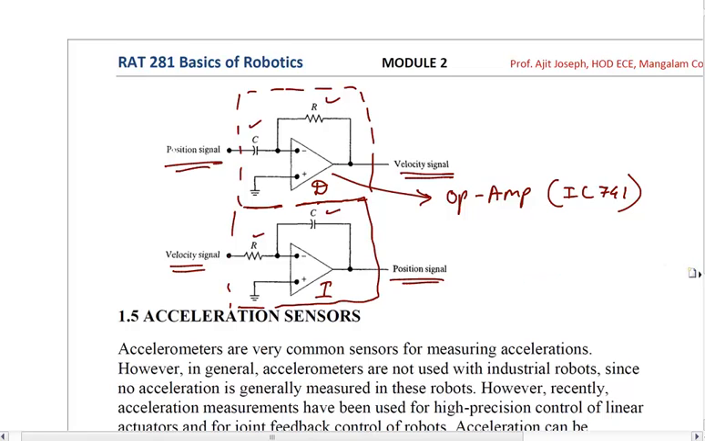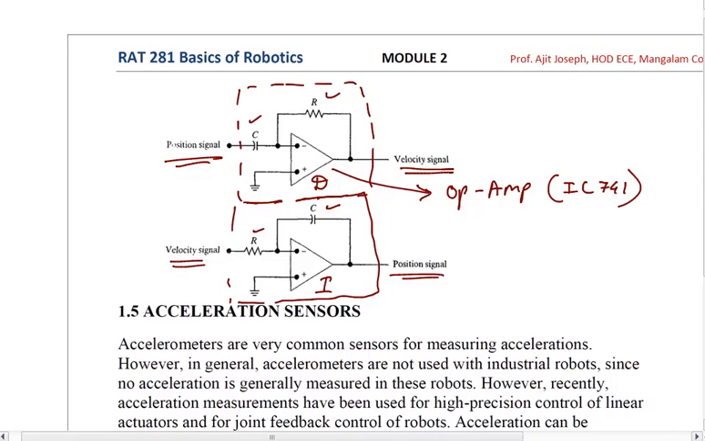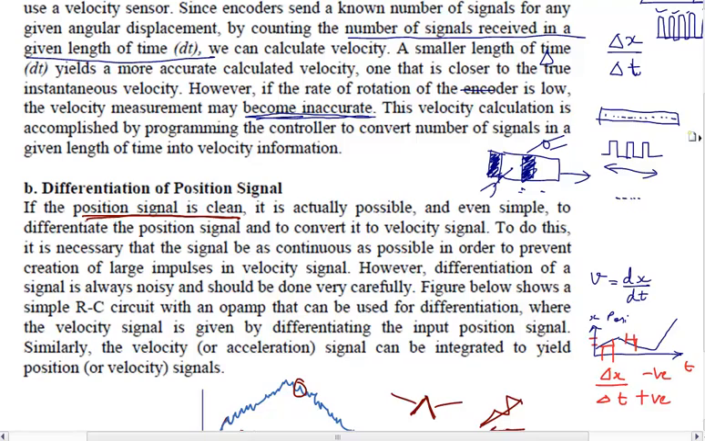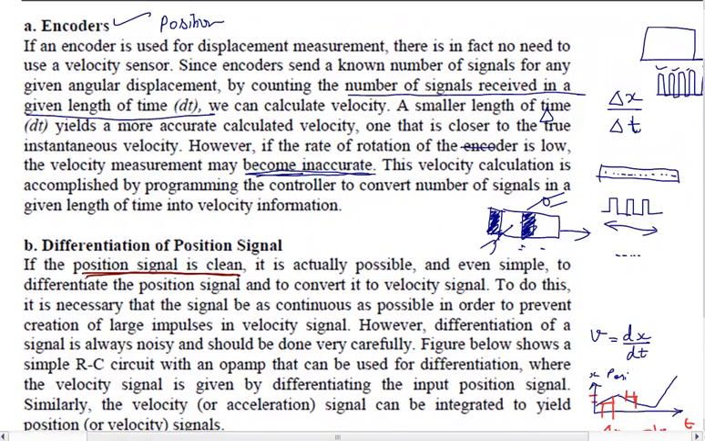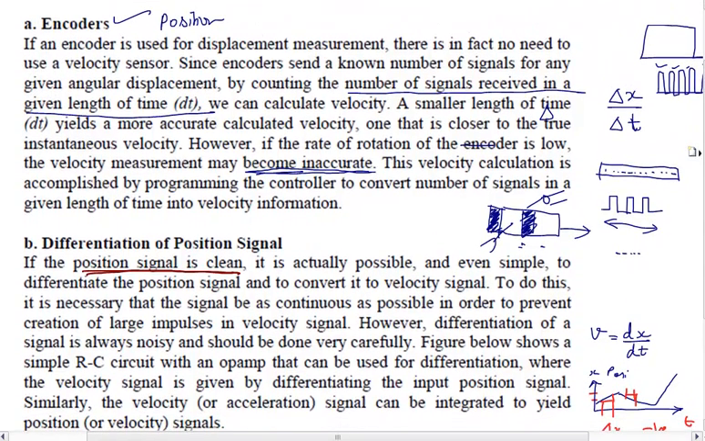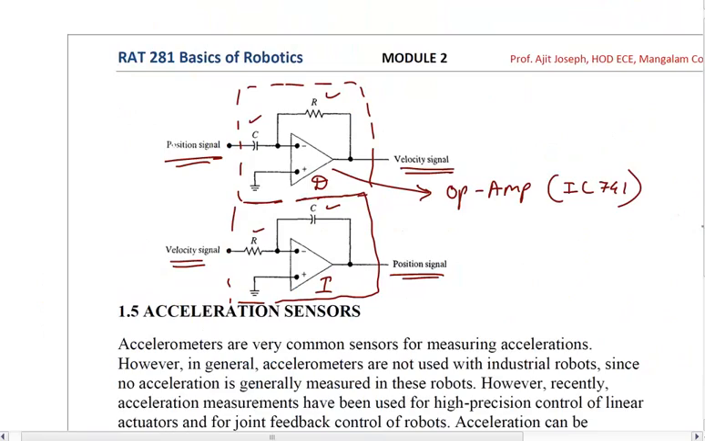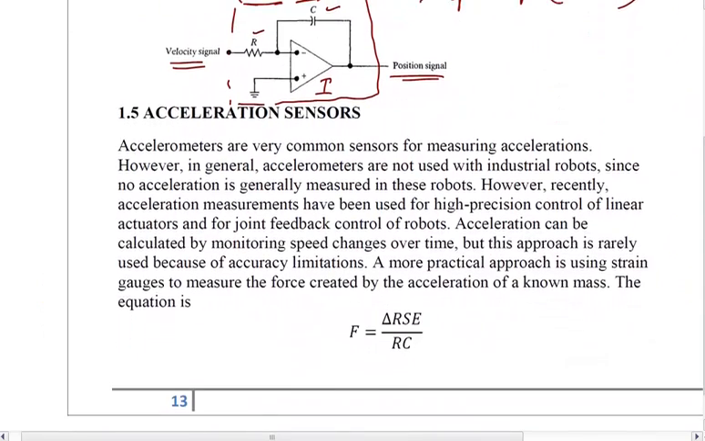So this is the second way of how we calculate the velocity. The first way I already told is using the encoder directly that you have used for finding out the position. You use delta x by delta t, and for the differentiation part you differentiate the position signal. Okay. Next, let us go to the acceleration sensor.